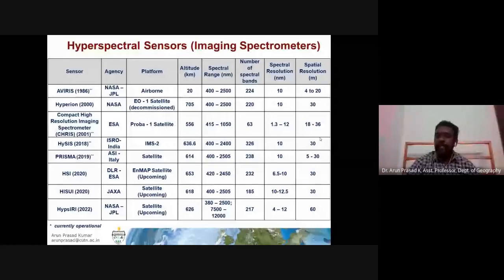The spectral resolution is 10. The spatial resolution is on an experimental basis; they try with 30 meter. Right now the hyperspectral data is not available for public use, I think, but it will soon be available to the end user. When you take Prisma, the same example, it has 5 to 30 meter resolution and 238 spectral bands. It is also a satellite-based sensor, and the 5 meter resolution is not for all the bands, only for specific bands.